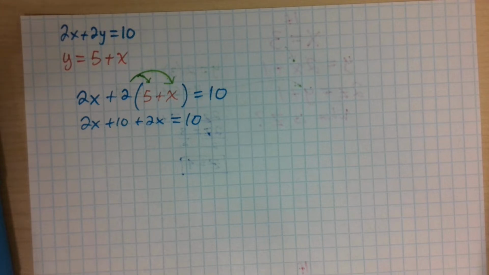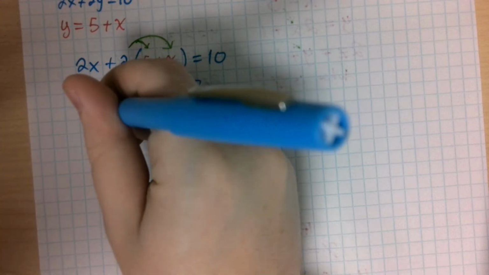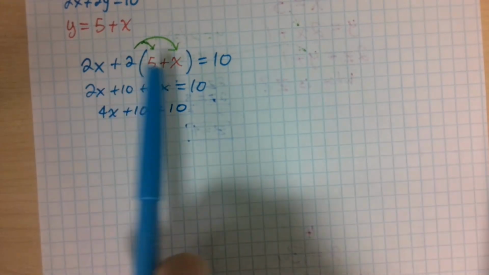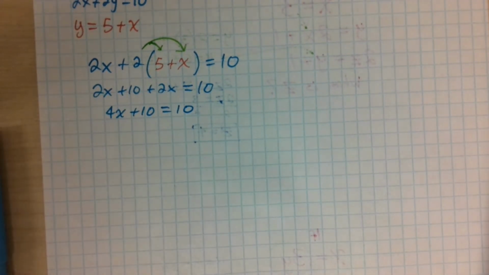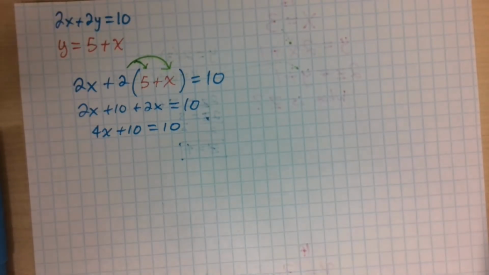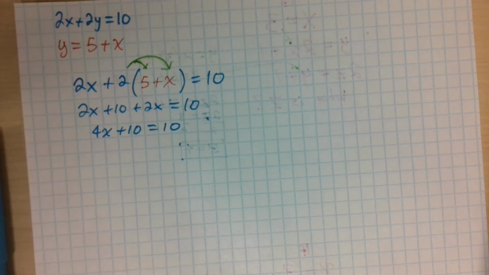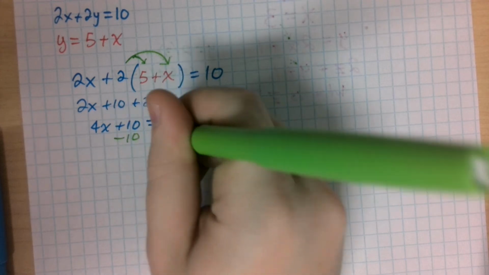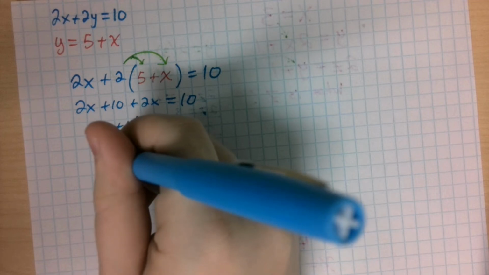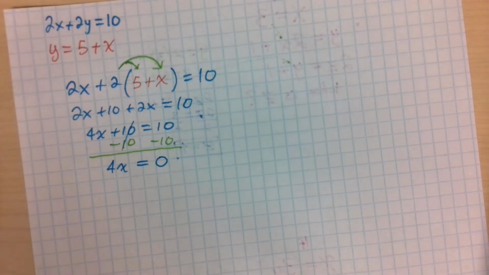Well, what can we combine here? Let's start off by combining the 2x's into just one big 4x. So we have 4x plus 10 equals 10, because 2x plus 2x is 4x. Now we got to start getting x by itself. It's being multiplied by 4, and 10 is being added to it. But because of reverse PEMDAS, we know we always want to get rid of any addition or subtraction first. So we subtract 10 from both sides. The 10's cancel out, giving us just 4x over here.